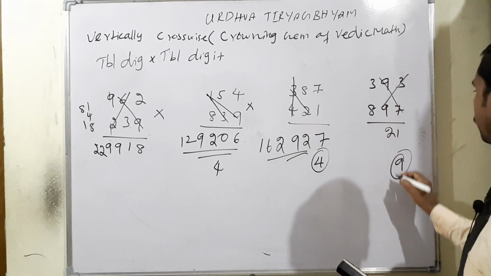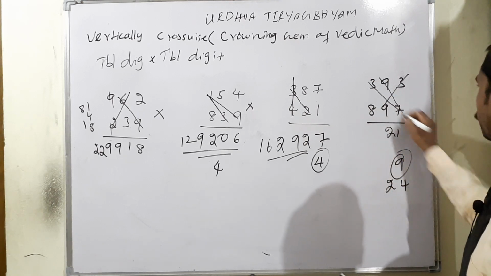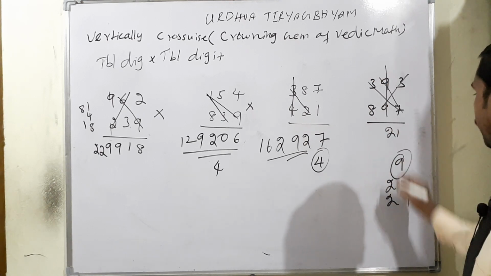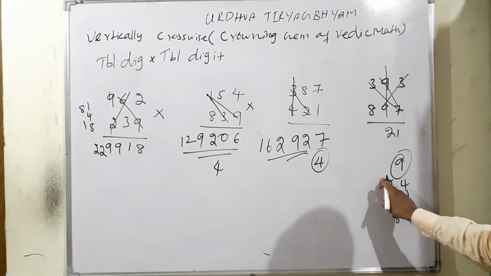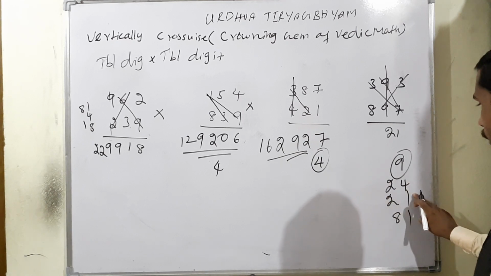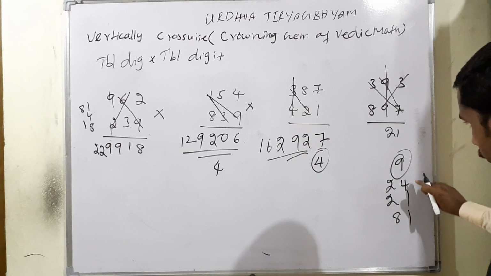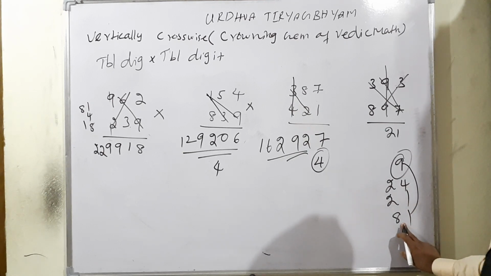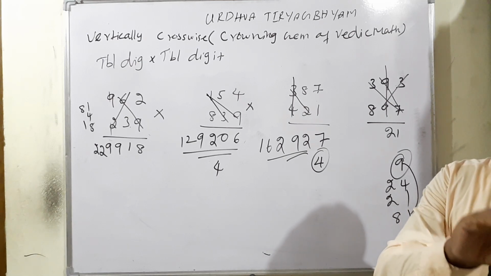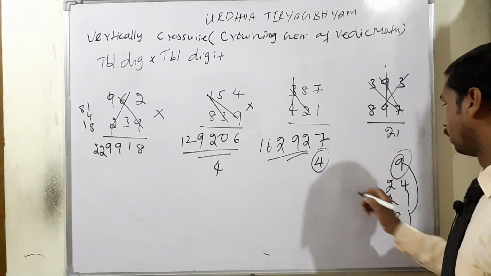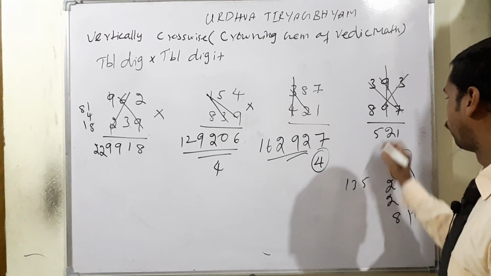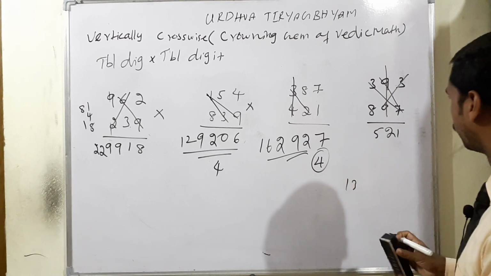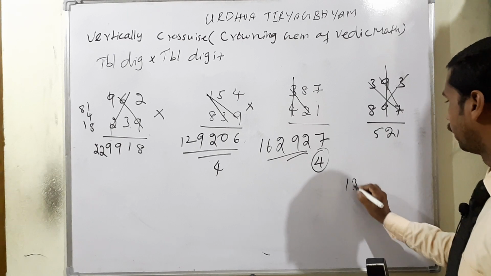Next one, 8 3s are 24. So 3 7s are 21. 9 9s are 81. Look at there. 20 plus 20, 40. 45. 45 plus 1 is equal to 10. 55. 55 plus 80 is equal to 135. So 135 means now 5. We can say the carry 13 only.